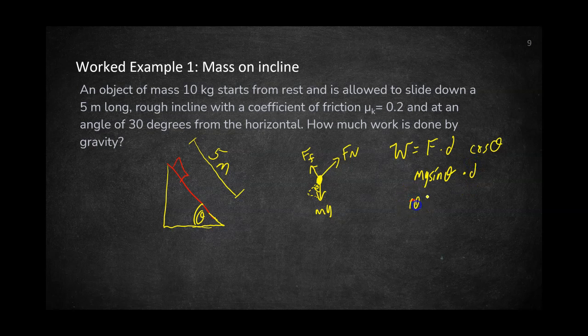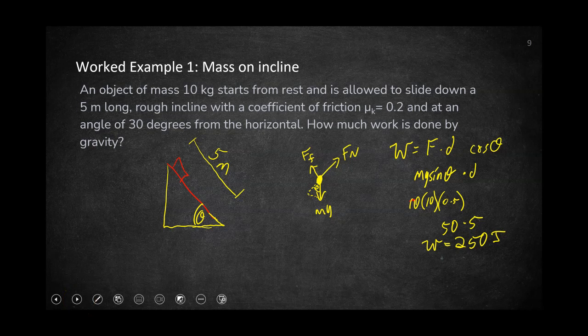So if we have 10 times 10 times sine of 30, we have 50 times 5, which gives us work done of a positive 250 joules. Positive because the parallel component of your weight force is acting in the same direction as your displacement.